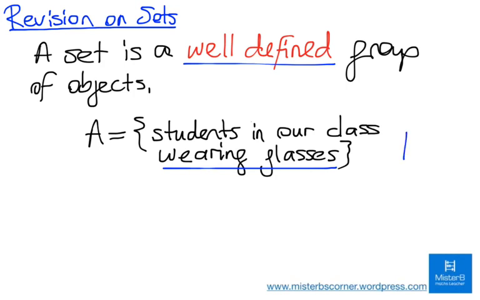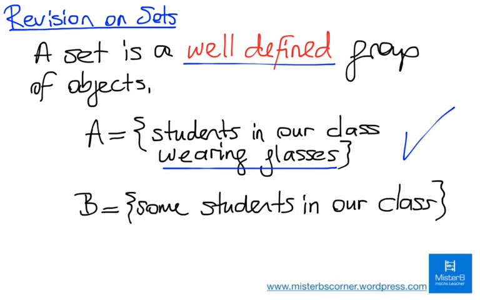While A is a set, B, although it's a group of objects, or in this case people, is not a set because it says some students, so we don't know. It is not well defined. What I'm saying is, in set A, everyone will make the same list for the students wearing glasses, whereas not everyone will come up with the same list of students if I say some students, right? So this is very important.